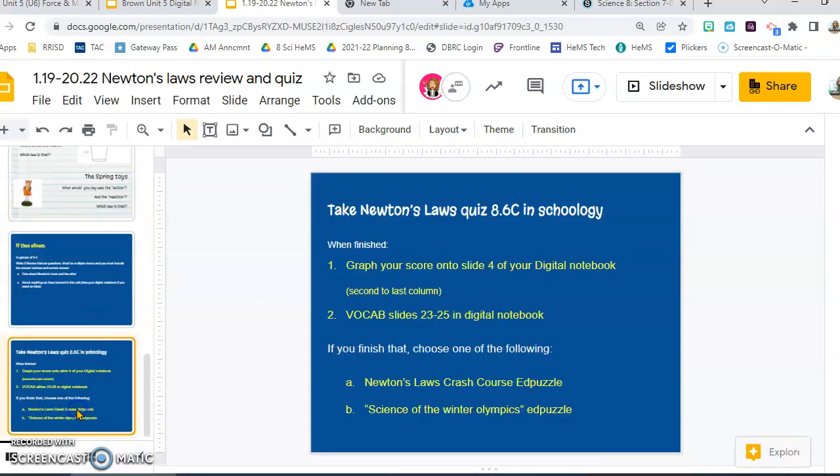So here's what we're going to do. We're going to take the quiz in Schoology. When you graph it, you're going to graph your first score in slide 4. And then I want you to go do the crash course, or you can do the vocab slides 23 or 25. You can do either of them over the next couple days. All right? Well, you guys have a great evening, and we hope to see you all soon.